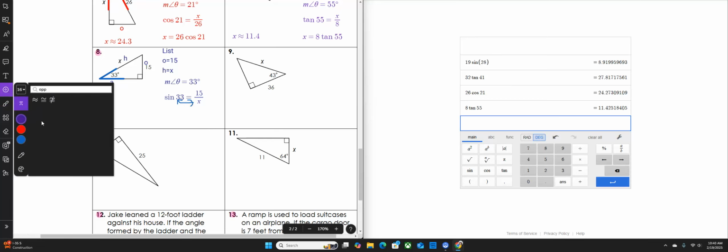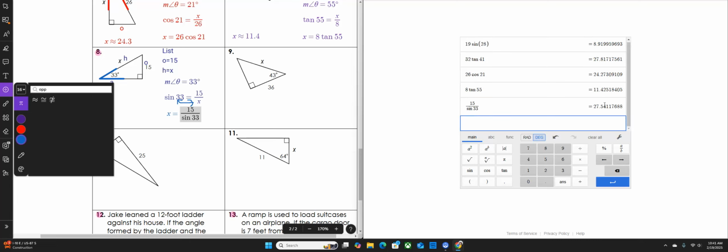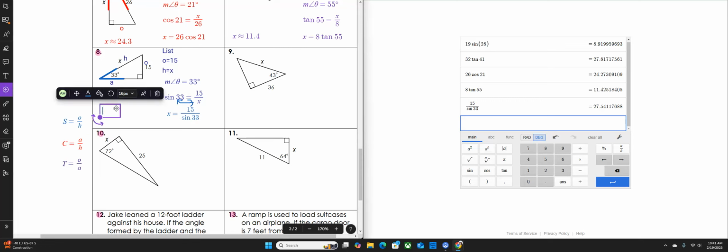Okay, so let's go ahead and finish this up. So that means x is equal to 15 over the sine of a 33-degree angle. Again, we can copy and paste this into Desmos. And we get 27.5. So x is approximately 27.5. Okay, let's move right along.